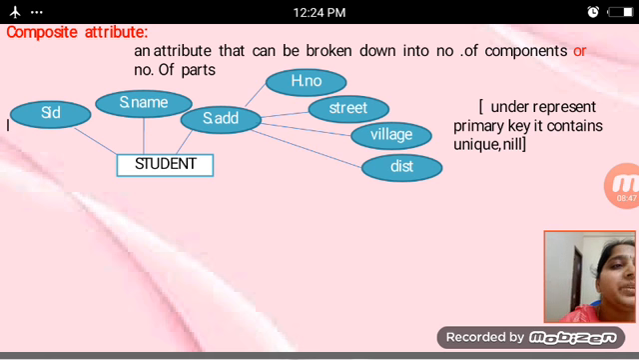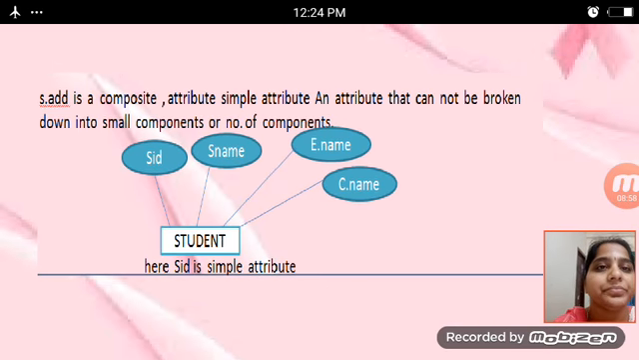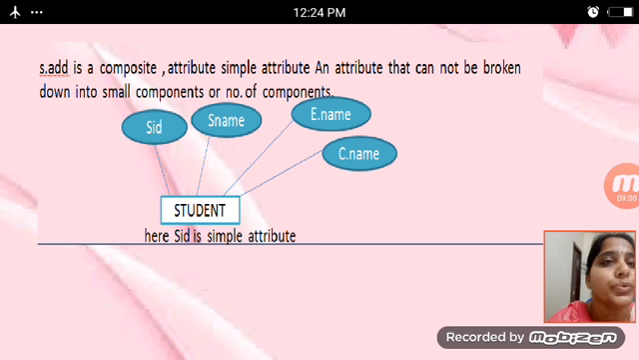An underline represents a primary key, which contains unique and non-null values. This is a composite attribute. This is about a composite attribute. After that, S address is a composite. I am telling about this attribute.